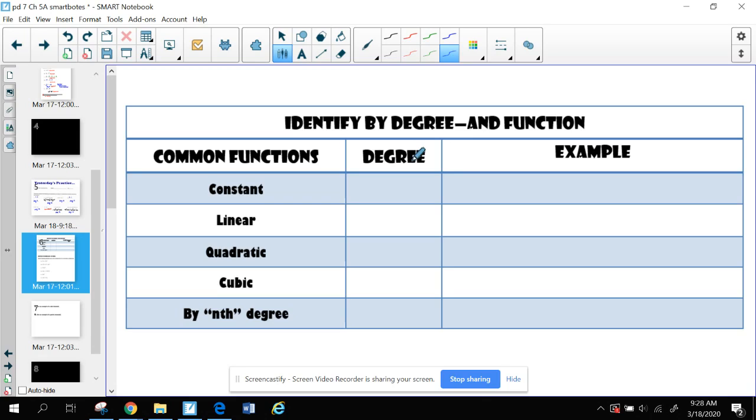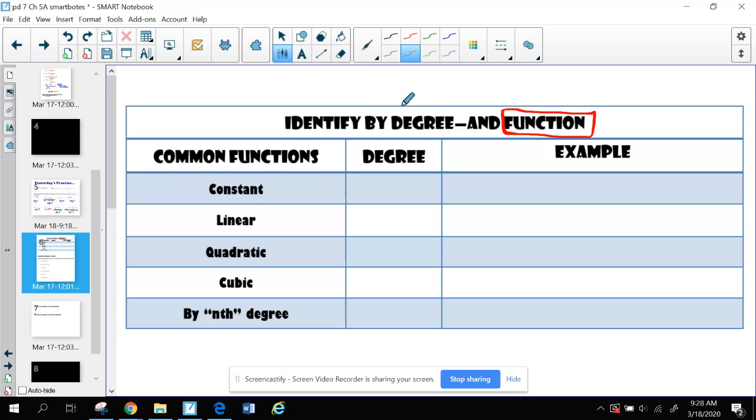So we're going to talk about something else today. We're going to be looking at a situation where we can actually use some function names for it. Now, we haven't done a ton of functions yet this year. The only functions we've spent a lot of time on are lines and exponential curves. So some of these will be a little bit different than what we've talked about.